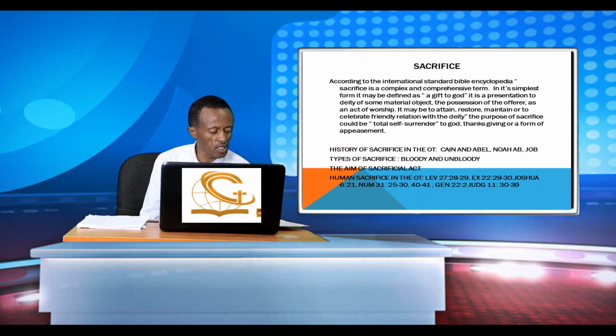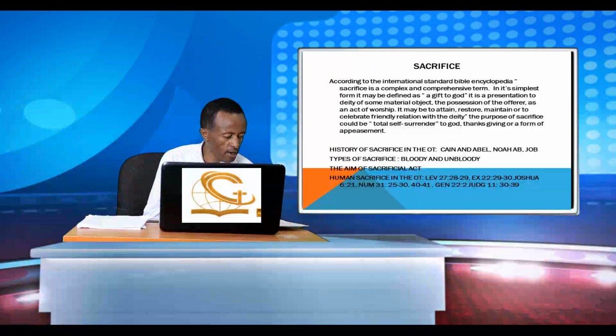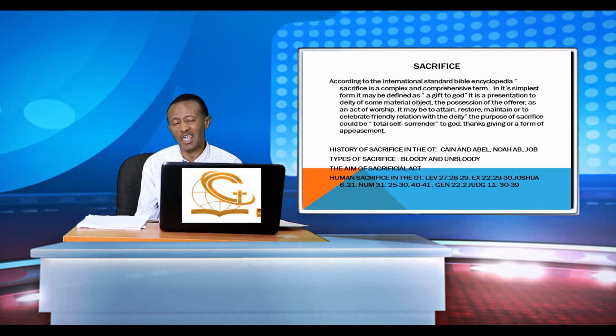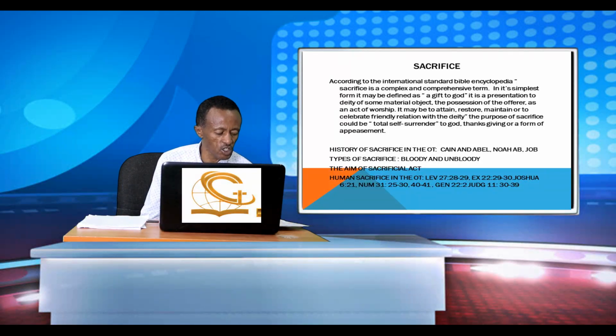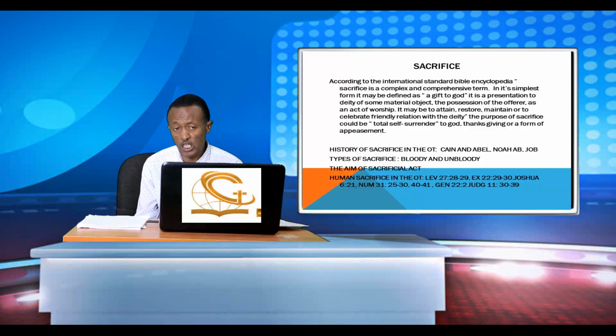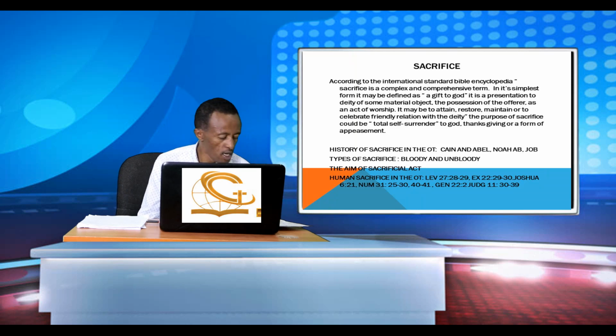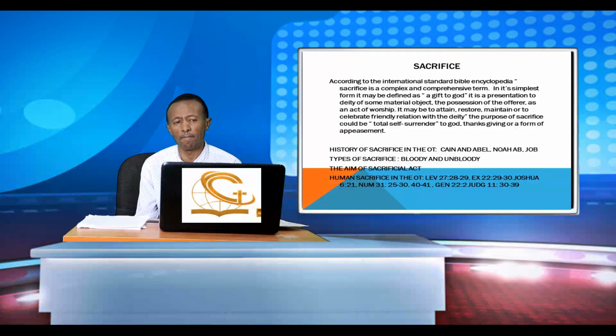So the bloody and the unbloody sacrifice are the two types of sacrifice. The unbloody sacrifice has four parts: the holocaust, or whole burnt offering, or in Hebrew, olah. The second part is the sin offering, chatat in Hebrew. The third one is the guilt offering, asham. The fourth one is the peace offering, shalom.